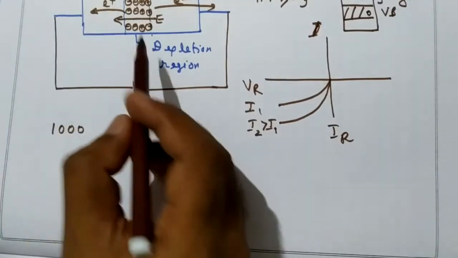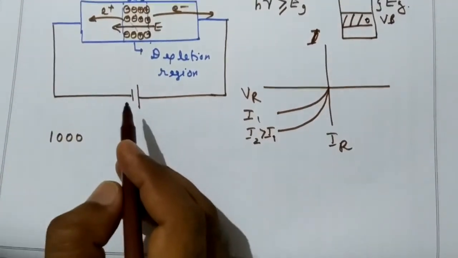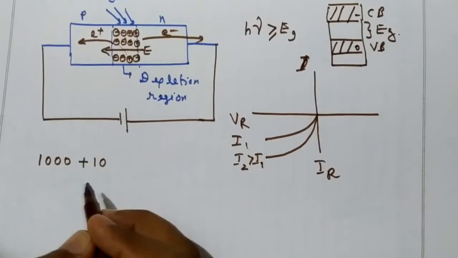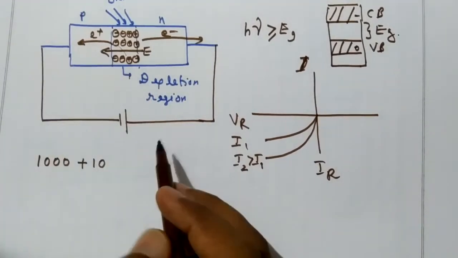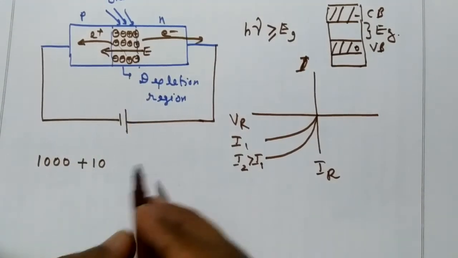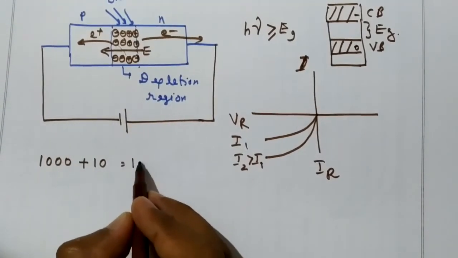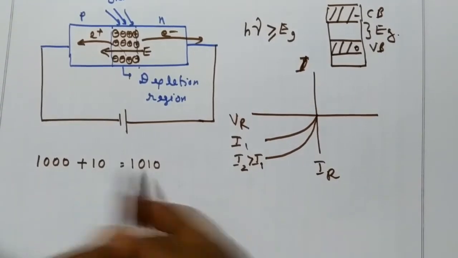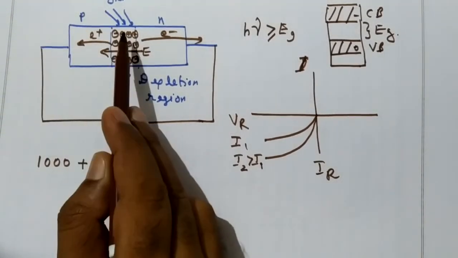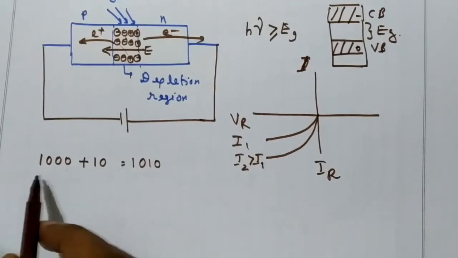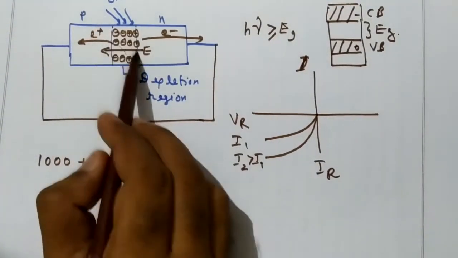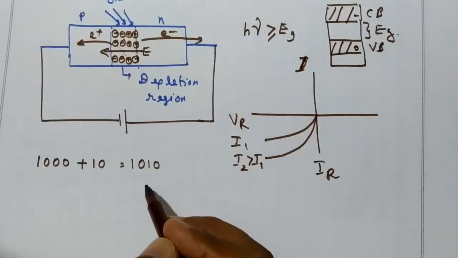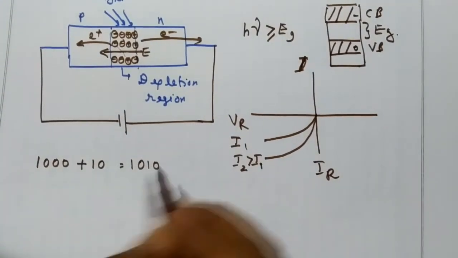Now when the light falls on the diode, let us say 10 electrons are generated, minority charge carriers, because current is due to minority charge carriers here. So totally the charge carriers will now be 1010. Now what is the change in the current? Before the light falls, the current was due to 1000 electrons. Now when the light falls, the current is due to 1010 electrons. We cannot make out the change in the current.